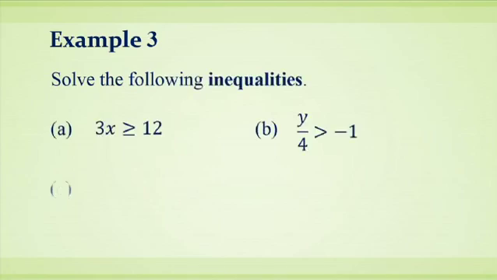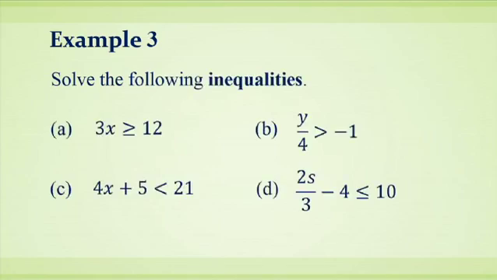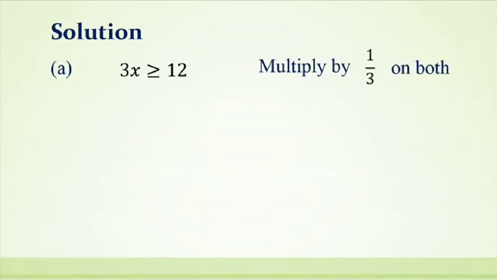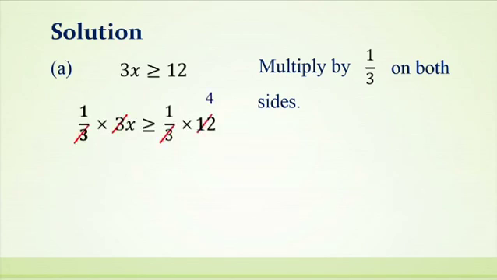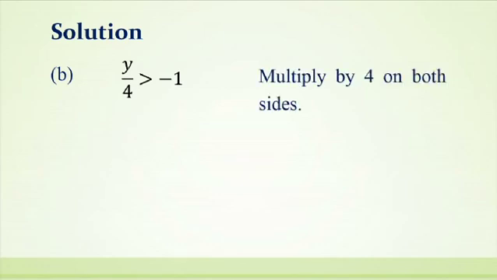Next example, 3x ≥ 12. So just like for equations, I will multiply by the multiplicative inverse, that is 1/3, on both sides, and I will get x ≥ 4. Part B, y/4 > -1. I will multiply by 4 on both sides to get y > -4.